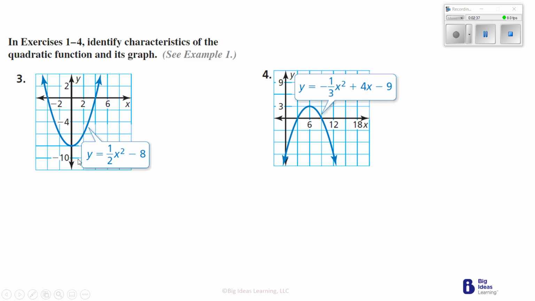Identify the characteristics again. My vertex is going to be -8 this time because this is 4, this must be 2, this must be 6, this must be -8. So my vertex is at -8. My x-intercepts are going to be -4 and 4. I know my domain is all real numbers, and my range is going to be all numbers that are greater than -8.